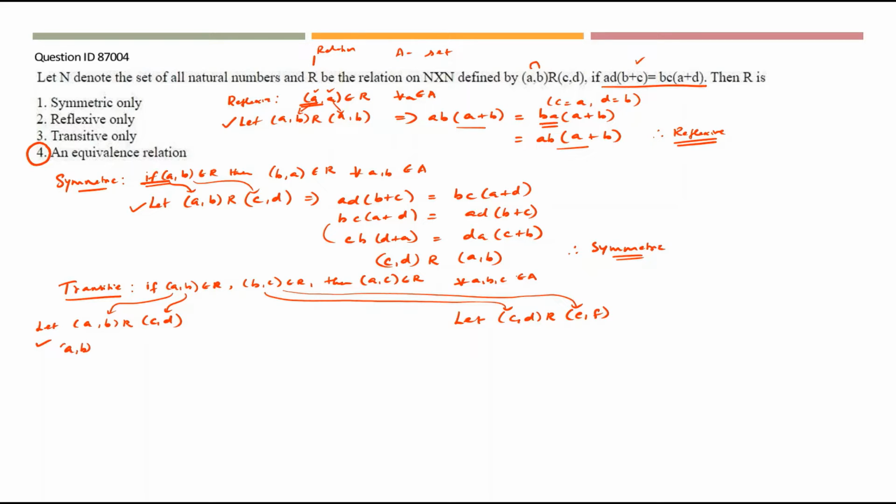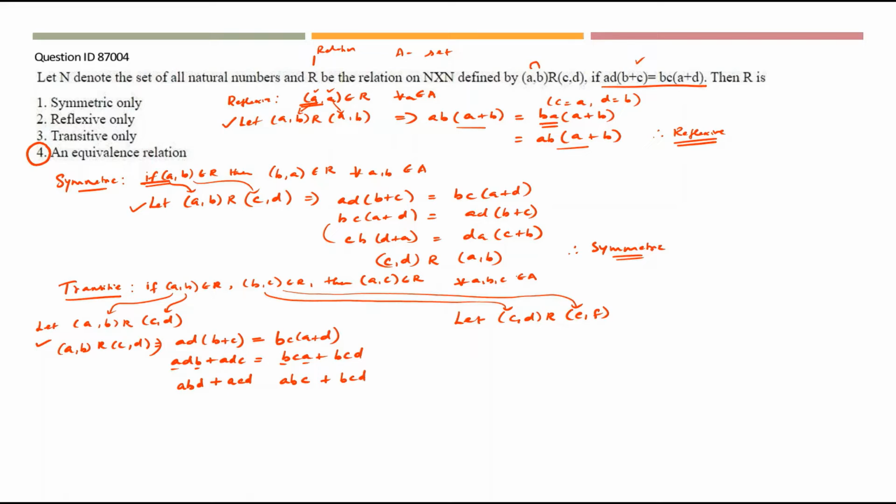A comma B related to C comma D can be written as AD into B plus C equal to BC into A plus D. Now just multiply them inside: ADB plus ADC equal to BCA plus BCD. This has AB and this has AB, so just write it as ABD plus ABC. This should be written in the form of CD. This is ACD and this is BCD.